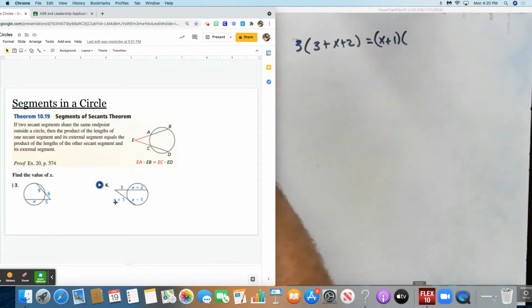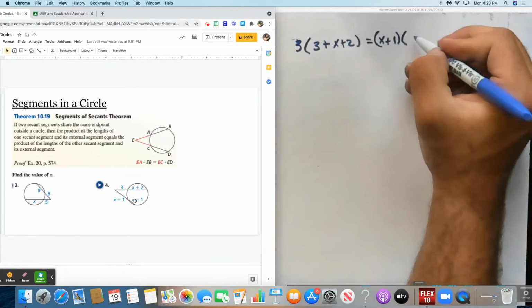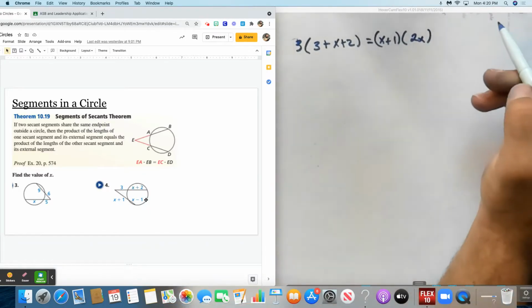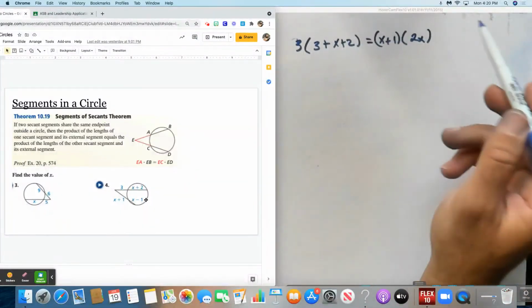So over here we would have x plus x, which is 2x. And then over here we would have plus 1 and minus 1, which is 0. So we would just have this. Okay, now we distribute and solve.